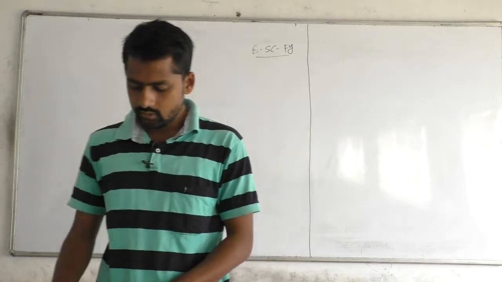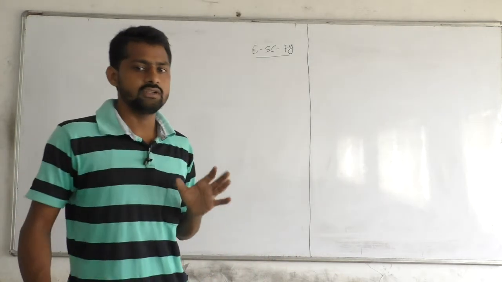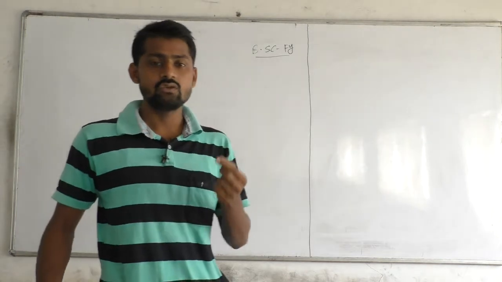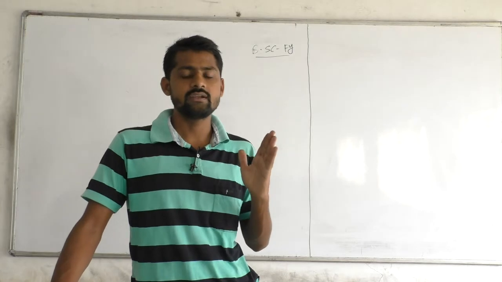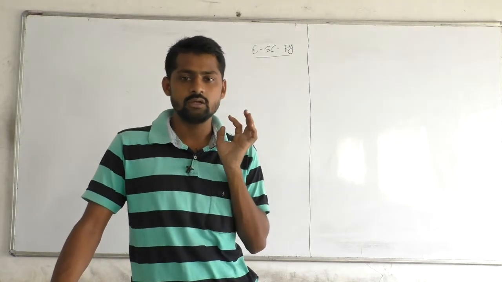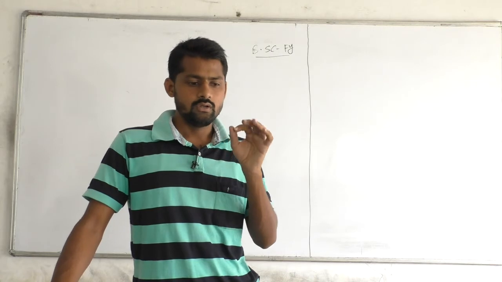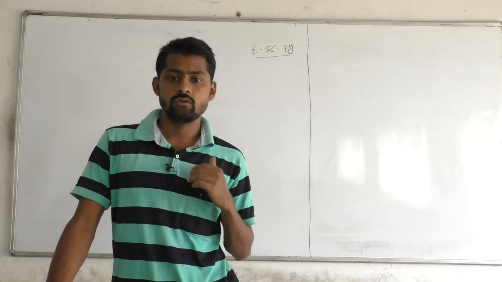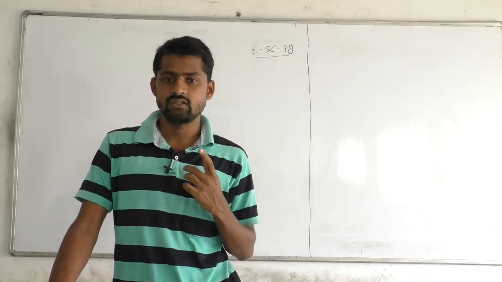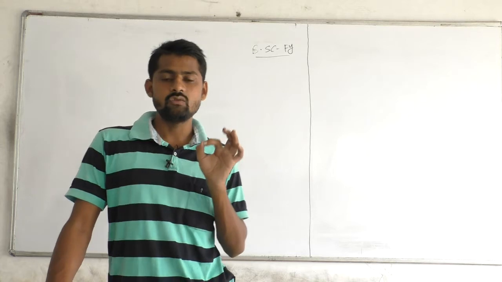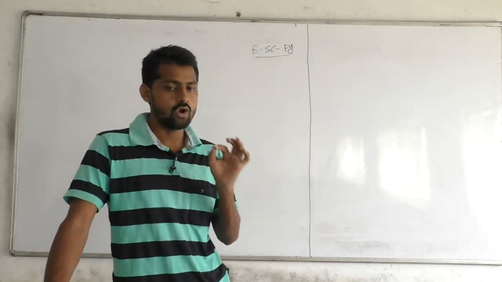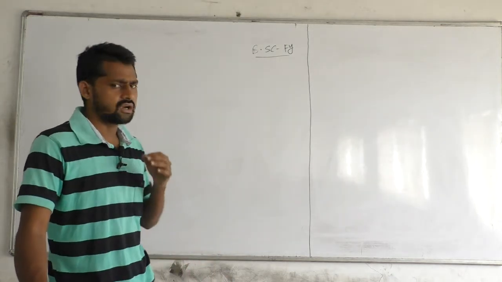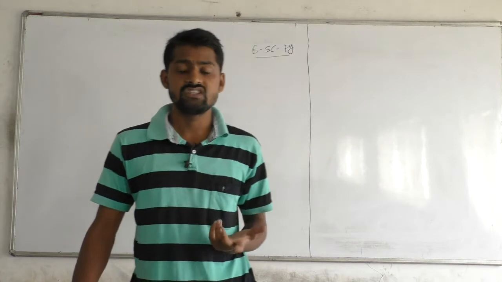We know that if the function is differentiable at some point, then it is continuous at that point. But if the function is continuous at some point, then we cannot say that the function is differentiable at that point. So the function may be continuous at some point, but may not be differentiable at that point. For example, f(x) is equal to mod x, which is continuous at x equal to 0, but not differentiable at x equal to 0. There are so many examples which are continuous at some point but not differentiable at that point.